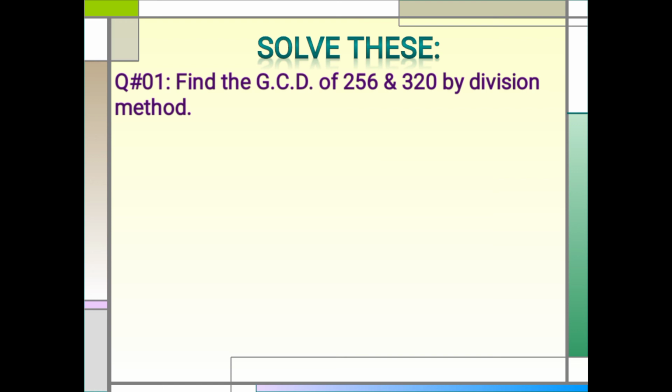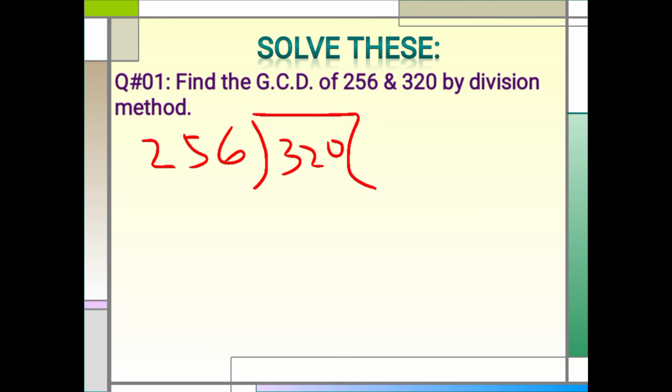You are going to use the division method here, so you will start this way. You will write 256 and inside it you will write 322. Since 322 is greater than 256, 322 will be your dividend and 256 your divisor. So 256 into 1 is 256. Now you are going to subtract it.